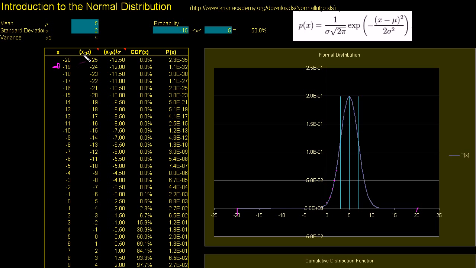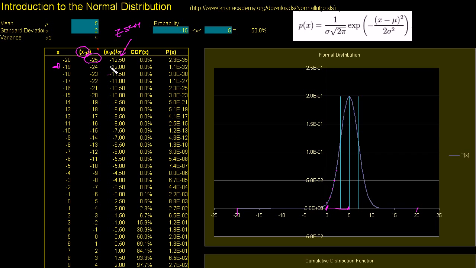Then I did the distance between each of those points and the mean, right? So I just took, let's say, -20 minus 5, this is this distance. So this just tells you the point -20 is 25 less than the mean, right? That's all I did there. Then I divided that by the standard deviation, and this is the standard z-score, right? So this tells me how many standard deviations -20 is away from the mean. It's 12.5 standard deviations below the mean.